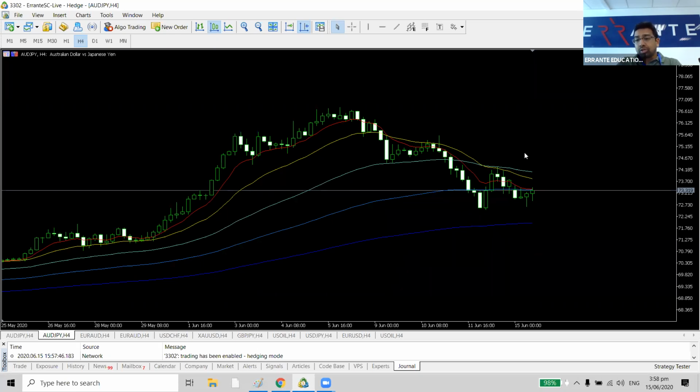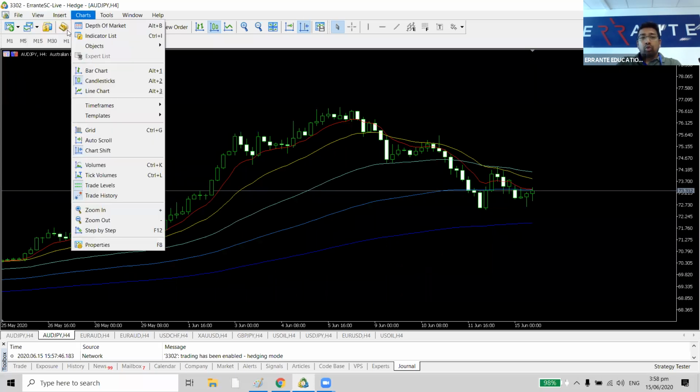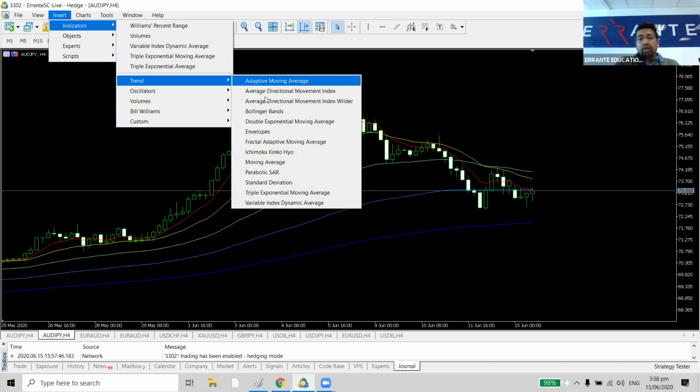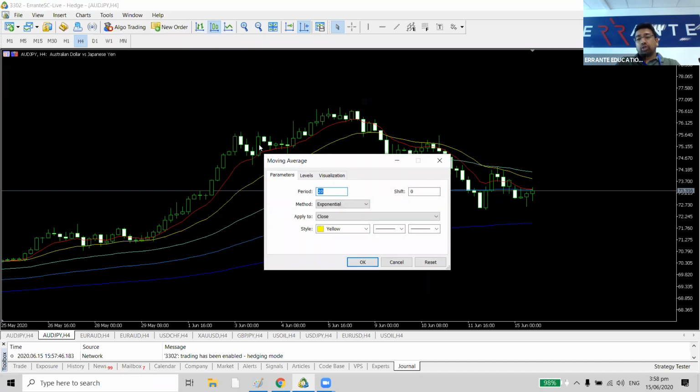In order for you to insert these lines, all you need to do is go to insert, then indicators right there, and then you see trend, and then you click on moving average. The first number that you put in the period section here is 50. So 50 is your first one. You just change the method to exponential. Make sure it's always on exponential here, and apply to close. You don't need to change anything else.